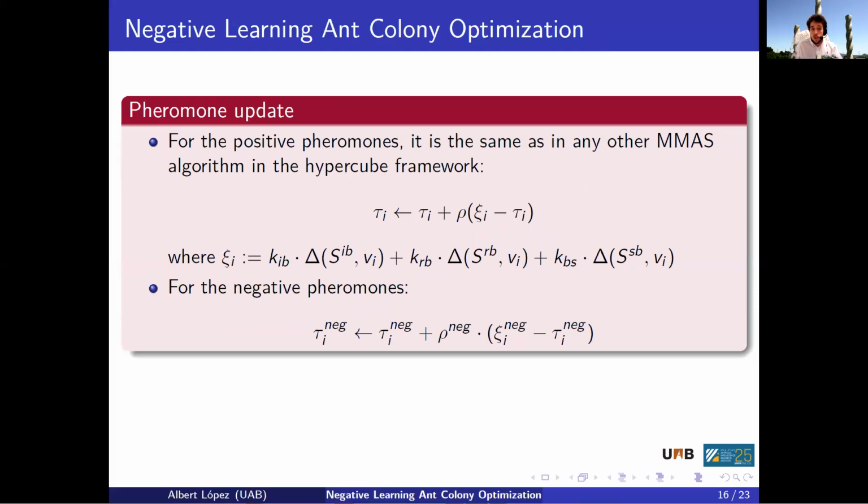For the positive pheromones, we update them in the classical way, on the hypercube framework for ant colony optimization, which was also described by Marco Dorigo, the discoverer of the method of ant colony optimization. We have three constants which we need to determine, and then we have these deltas. This first one is one if a given vertex v sub i is among the best solutions of a given set in an iteration of the algorithm. The second delta is one or zero.